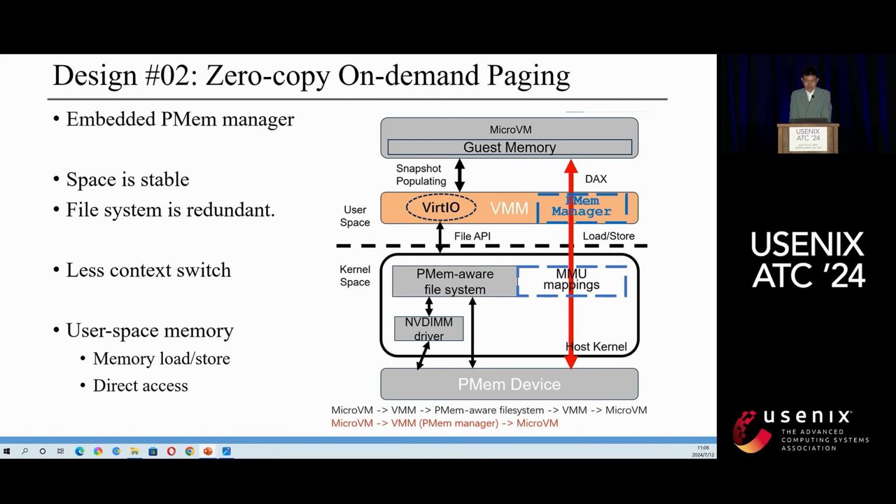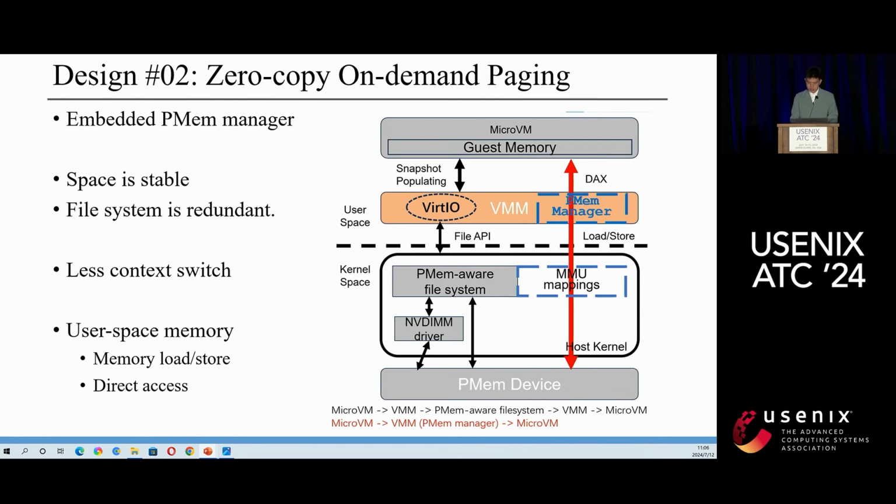Moving on, our embedded PM manager is responsible for zero-copy on-demand paging. We observed that the memory snapshot space on PM remains stable during SnapStart, so the file system becomes redundant. Operations on the PM file system for SnapStart incur additional context switches and even expensive DAX faults due to memory semantic mismatch.